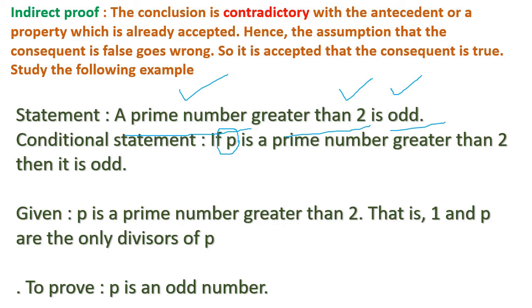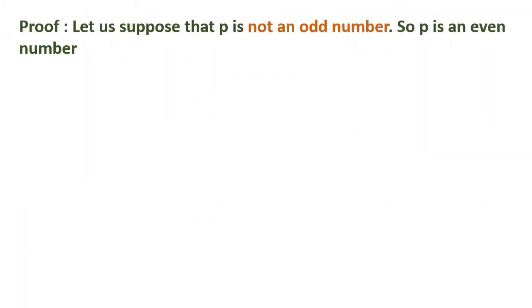Then we are asked to prove P is an odd number. We don't have a direct method or direct idea to prove P is an odd number. So we can think in the other way. We are trying to prove that P is not an odd number. How will we prove that?